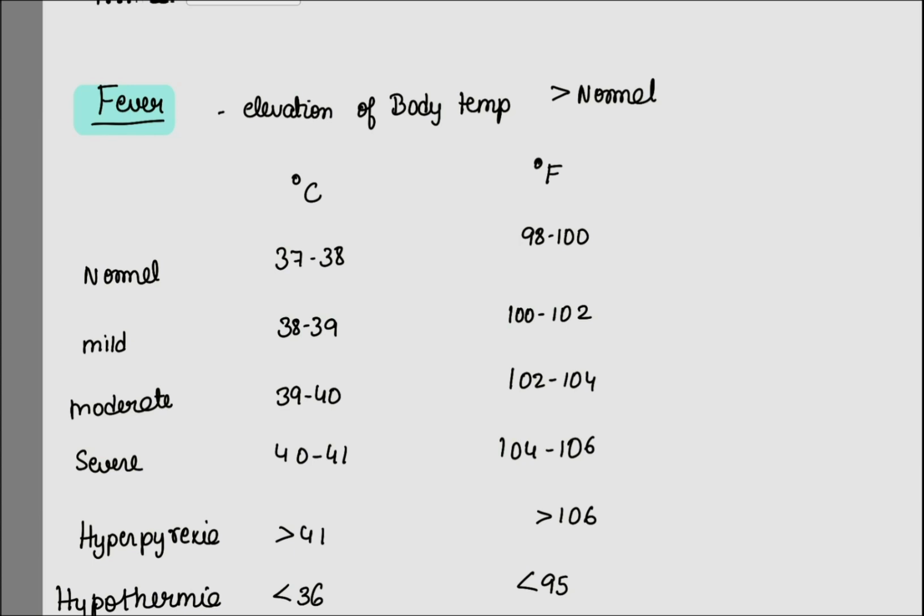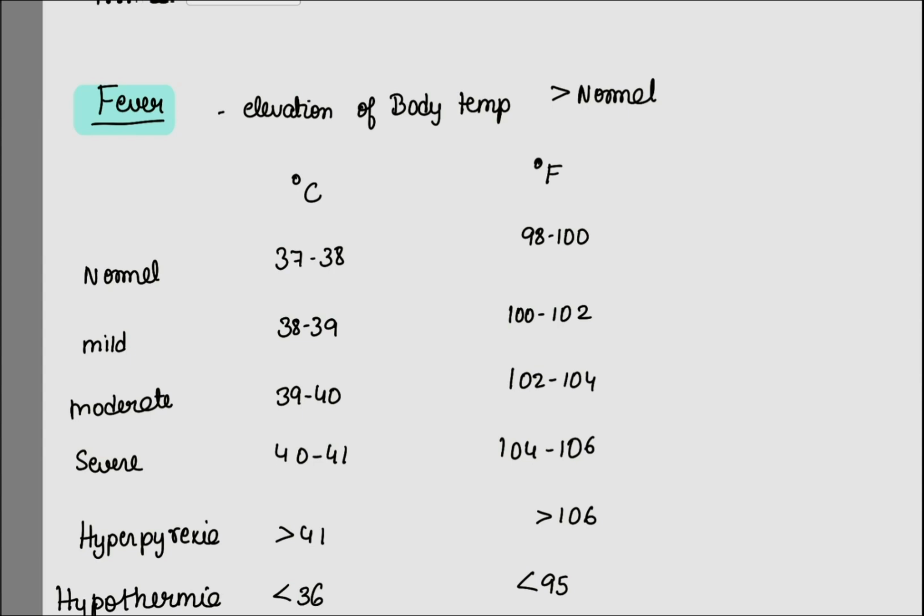For degrees Celsius, just make sure you add 1 degree to every subsequent grade of fever. And for degrees Fahrenheit, 2 degrees Fahrenheit. For example, if normal is 37 to 38, mild fever will be 38 to 39. We have added 1 degree Celsius. Moderate 39 to 40, severe 40 to 41. Hyperpyrexia will be more than 41 degrees Celsius.